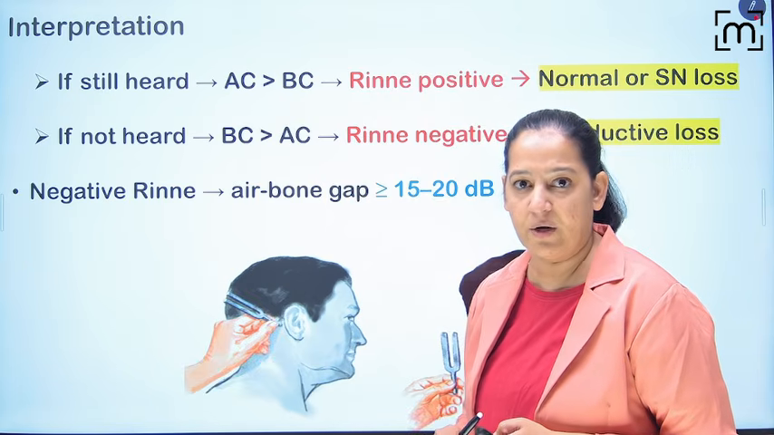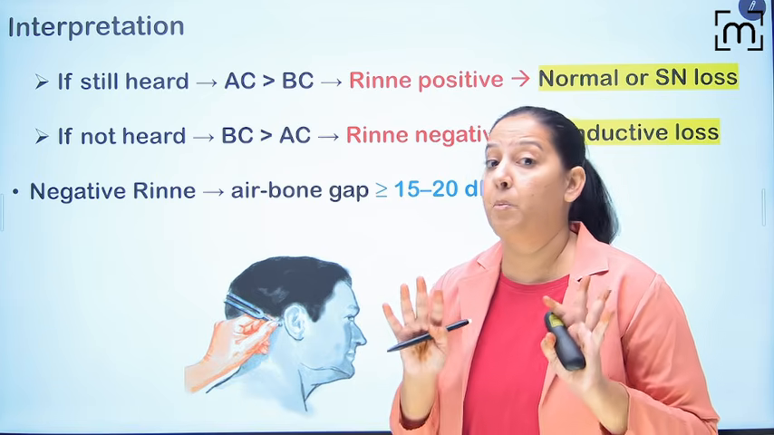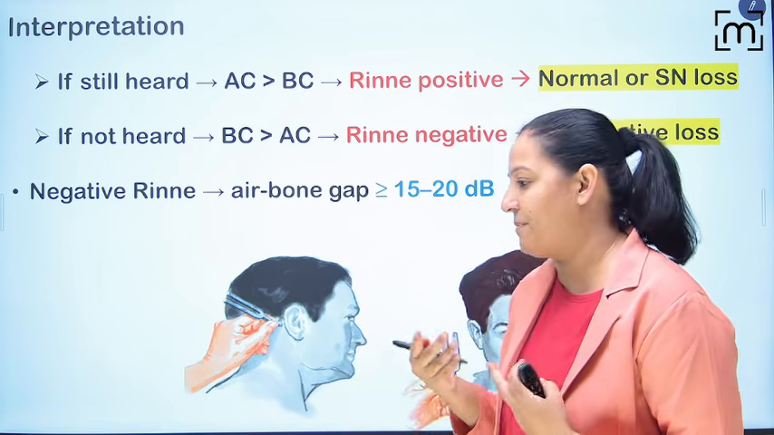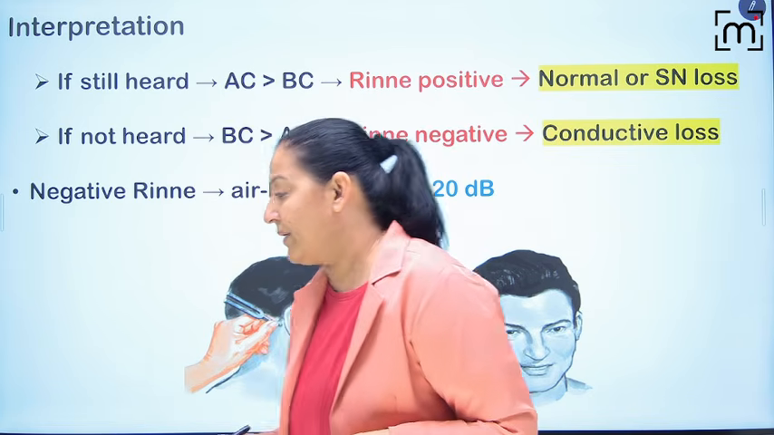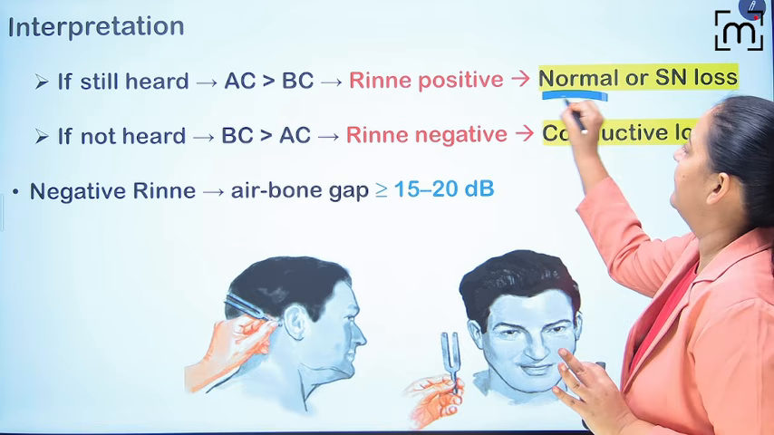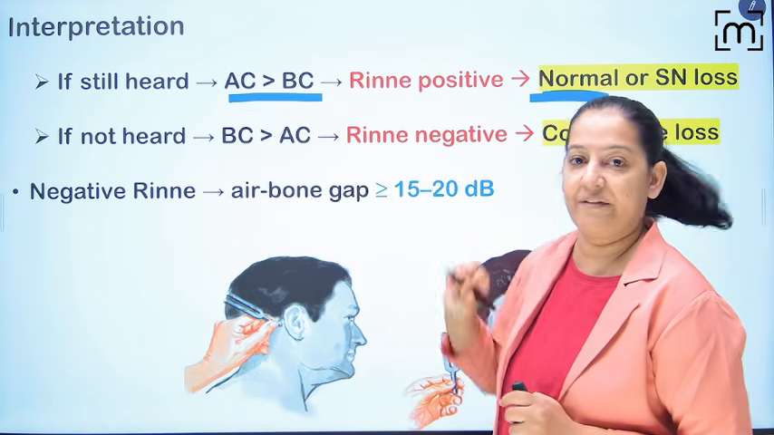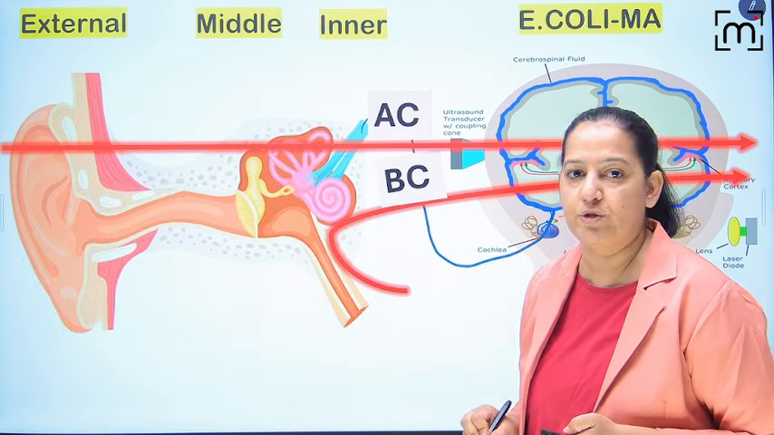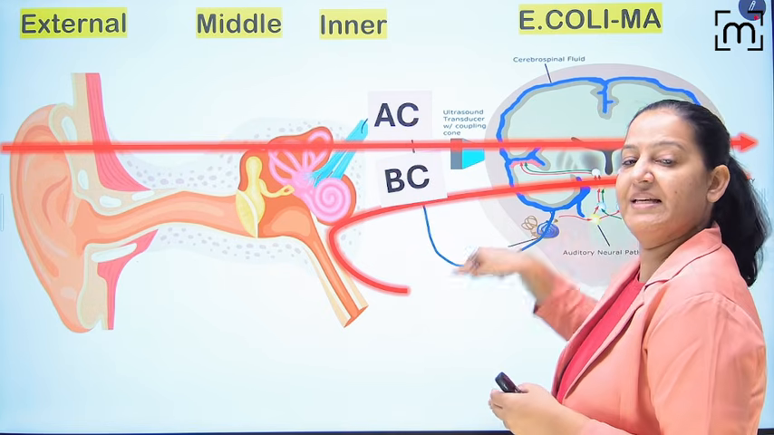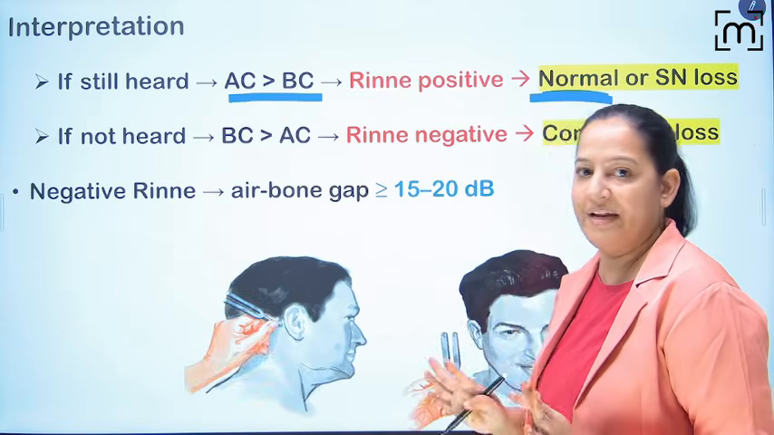Okay, got it? Yes or no? So what is the interpretation now? The most difficult portion is interpretation. I'm not sure whether you will get it or not, but I will try my best. Normally AC is greater than BC. We know that. No need to learn. Even a blind person can say the length of AC is greater than BC. So normally it happens.